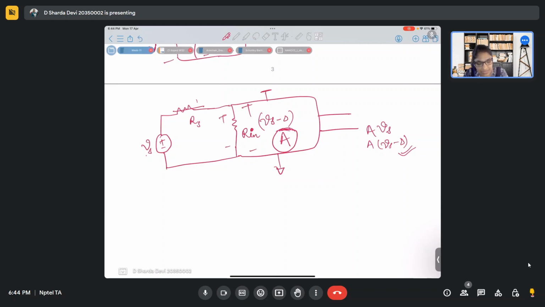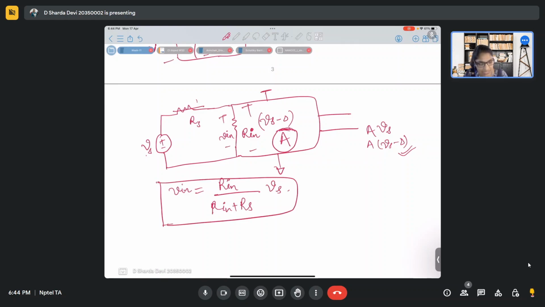And if we ask what this actual delta factor is, if I write it as Vn, then Vn will be Rn divided by Rn plus Rs, times Vs. This is what is actually coming across Rn, which is obviously less than Vs. This is the loading effect that we talk about. If it comes at the input, it is that, and if it comes at the output, it is also considered.